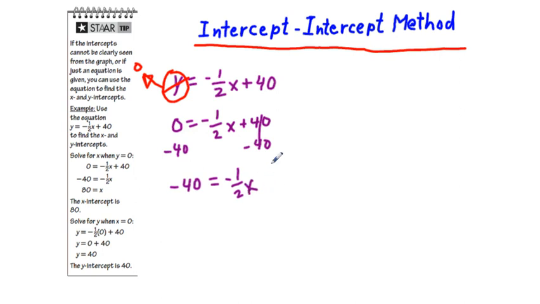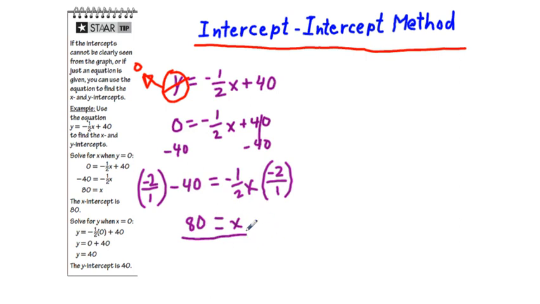And then to solve for x, we're going to multiply both sides by its multiplicative inverse, which, to cancel out negative 1/2, is negative 2 over 1. And then over here on the left, also the same thing. Multiply by negative 2 over 1, which is the same as multiplying by negative 2. And so what we have left is x equals negative 2 times negative 40, so we'll have 80. So this is our x-intercept.